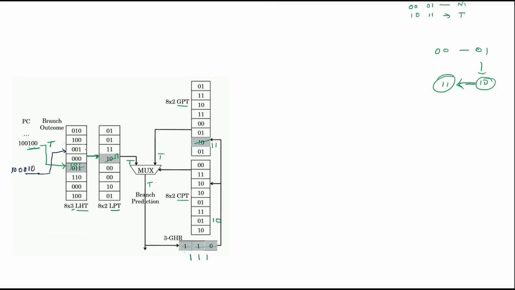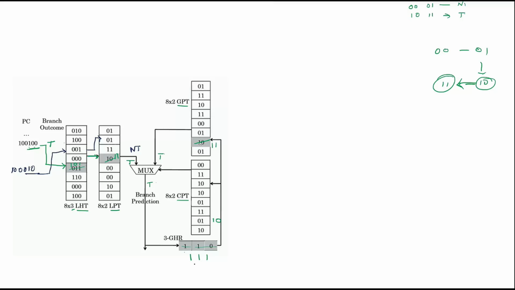From 001, where does it go? It goes to 01. What is 01? Is it taken or not? It is not taken. The output is not taken. Now we will go here.